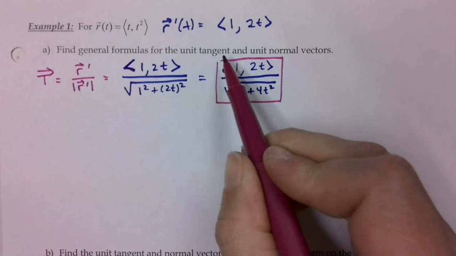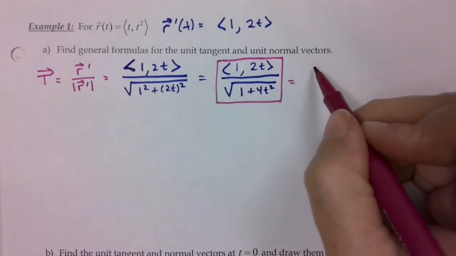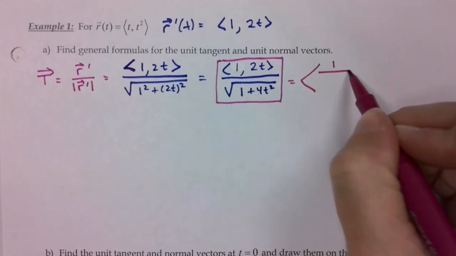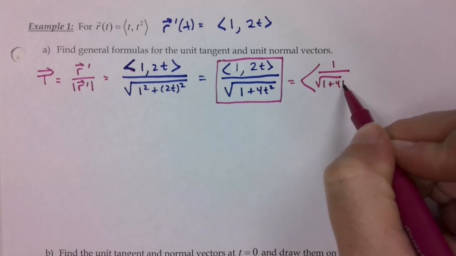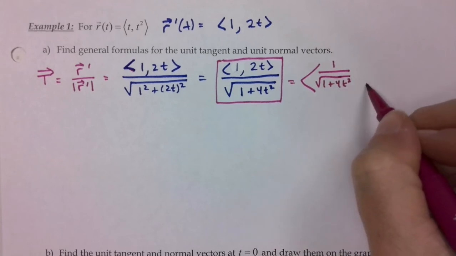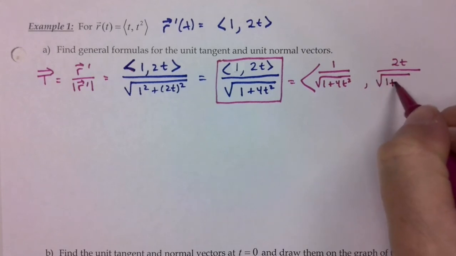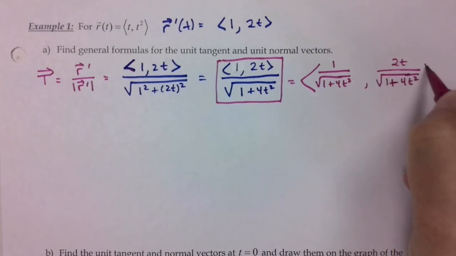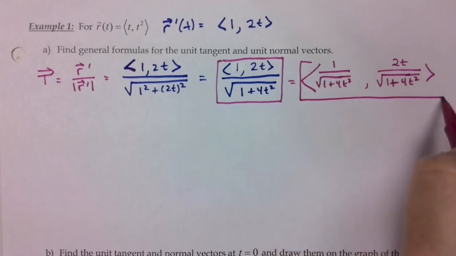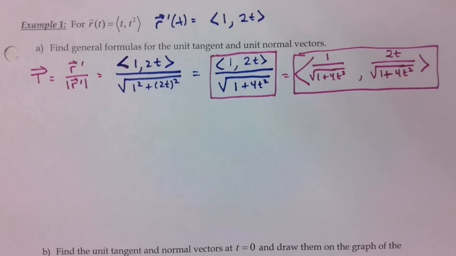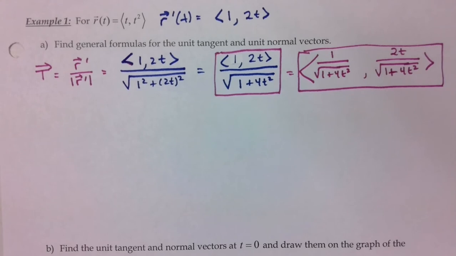Now, if you want to write it out more longhand, it would be the same thing as 1 over the square root of 1 plus 4t squared, and then 2t over the square root of 1 plus 4t squared. They both say the same thing. The one on the right is the more correct way to write it, but we get the general idea.